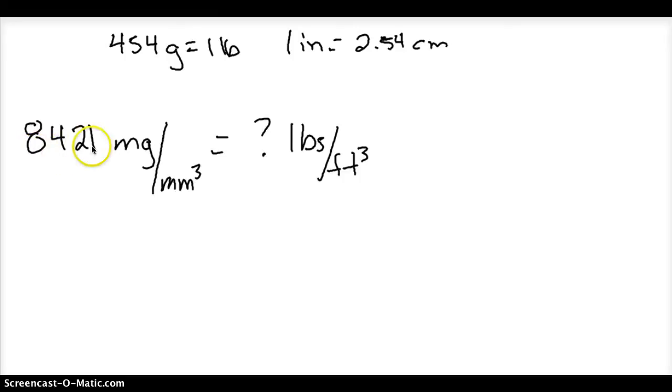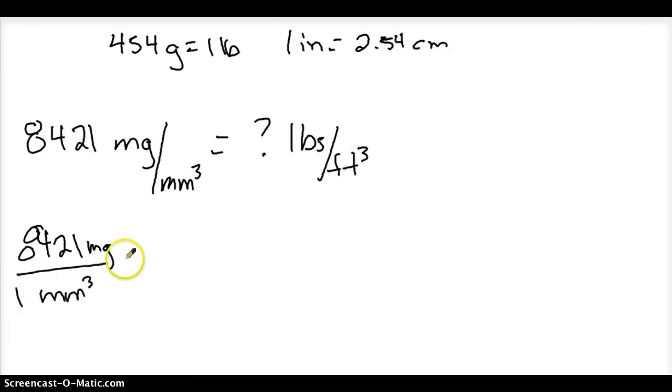We have 8,421 milligrams per millimeters cubed, so this would be a density, and we want to take that over to pounds per feet cubed. So I'm going to start with what I know. I have 8,421 milligrams per millimeters cubed, and there's 1 millimeter cubed in this ratio.